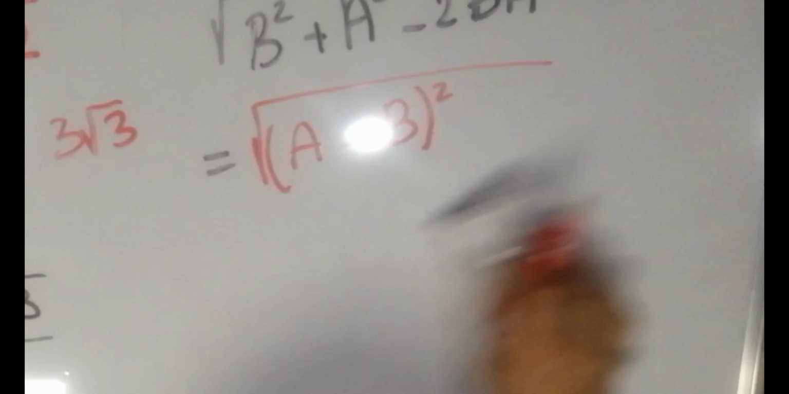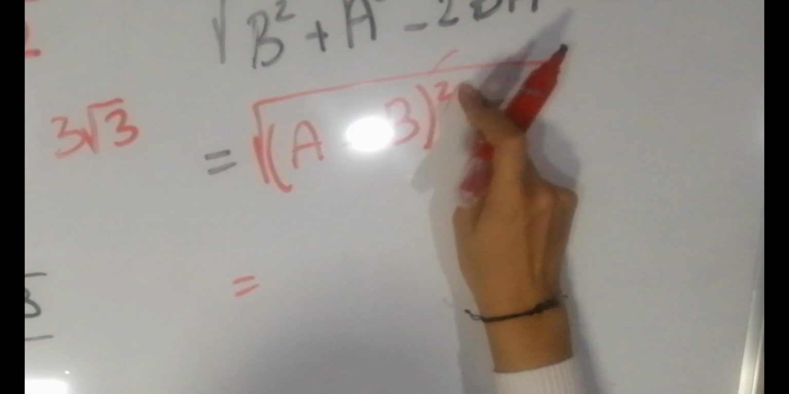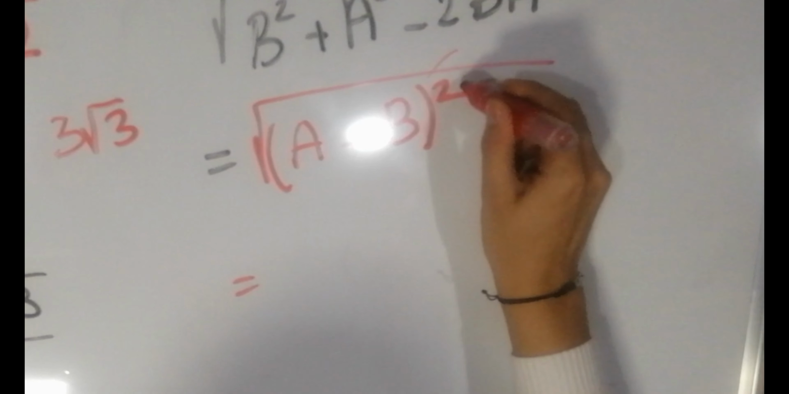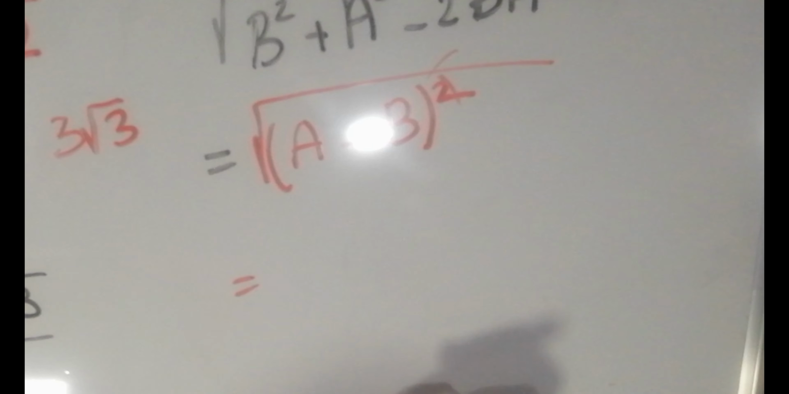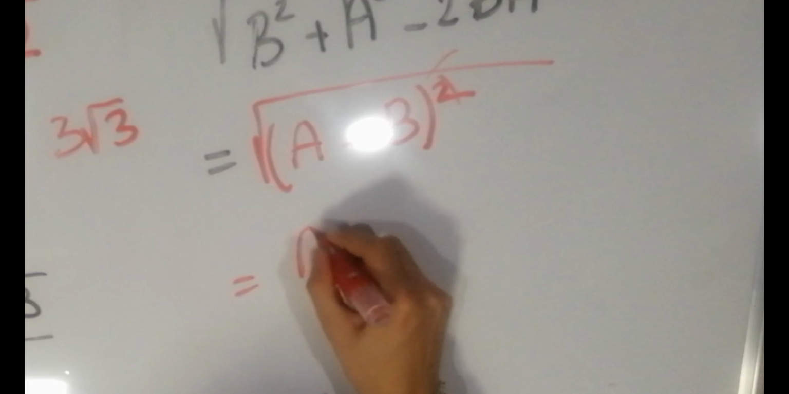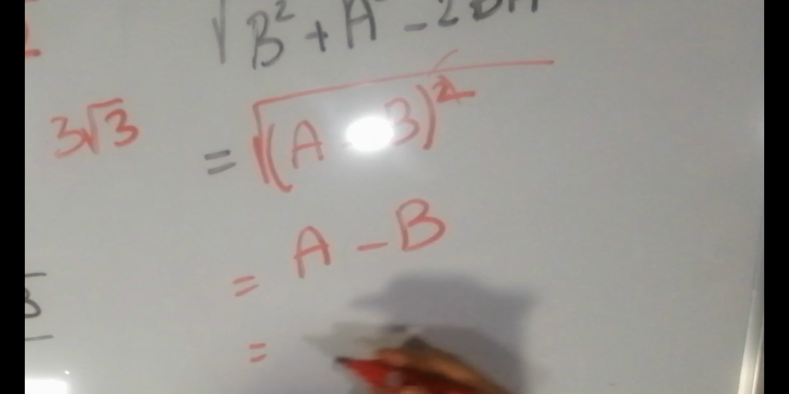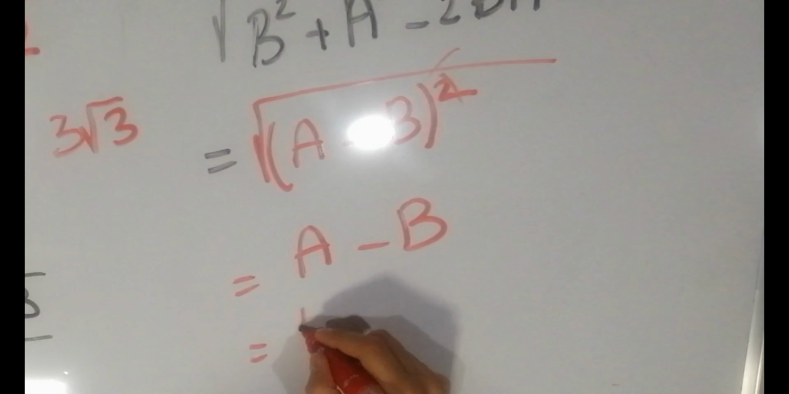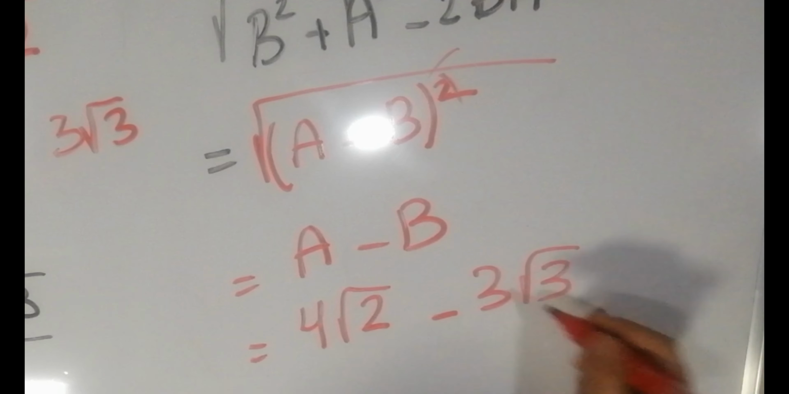And then you see this square is cancelled with the radical. So this power 2 will be cancelled with the radical, and we got A minus B. And this is an easy question. A minus B, we put A for radical 2 minus 3 radical 3.